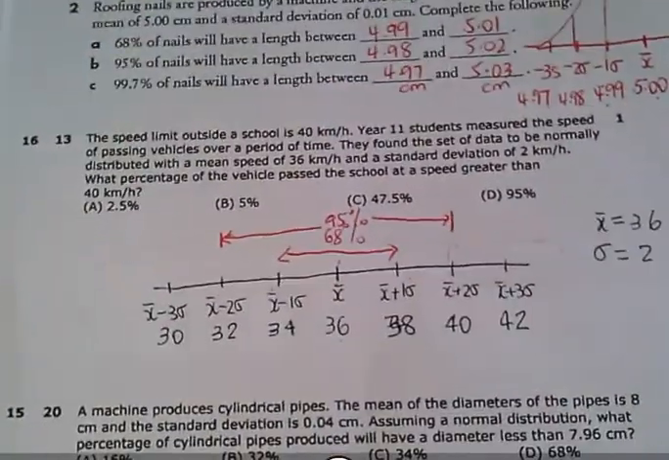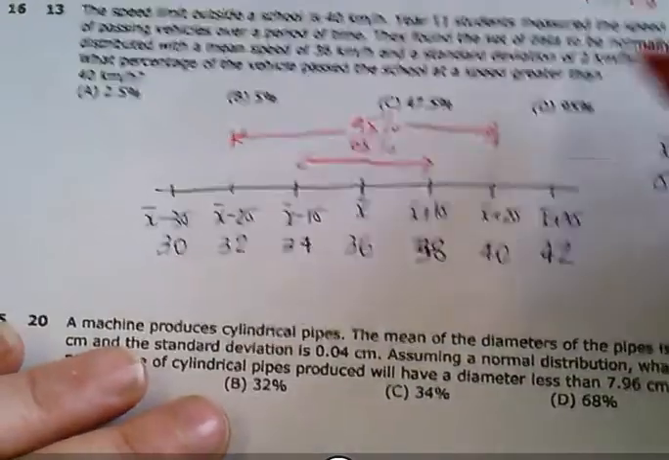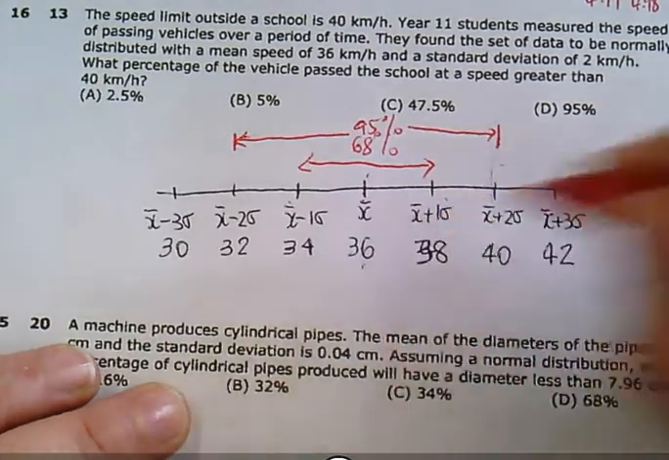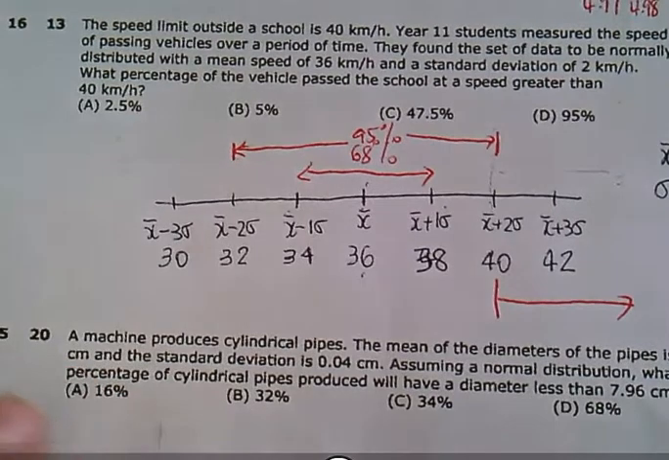Got it? All right, let's go back to the question and let's answer it. So this is what I need to do now. What percentage of vehicles pass the school at a speed greater than 40 kilometers an hour? So I need to know from here upwards. That's what I need to know. All right, girls.